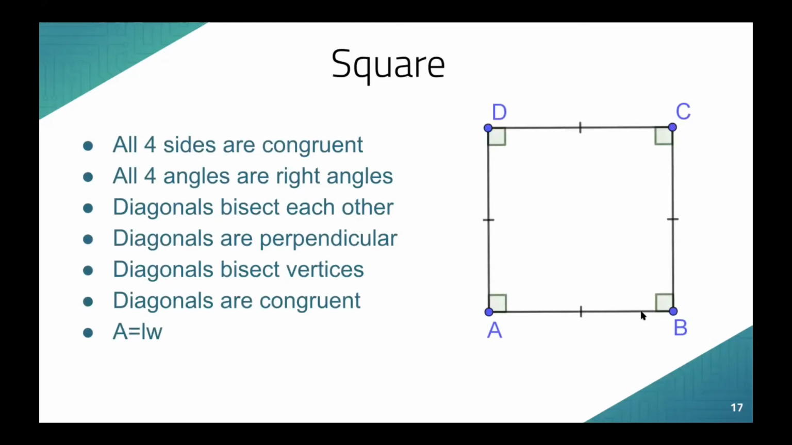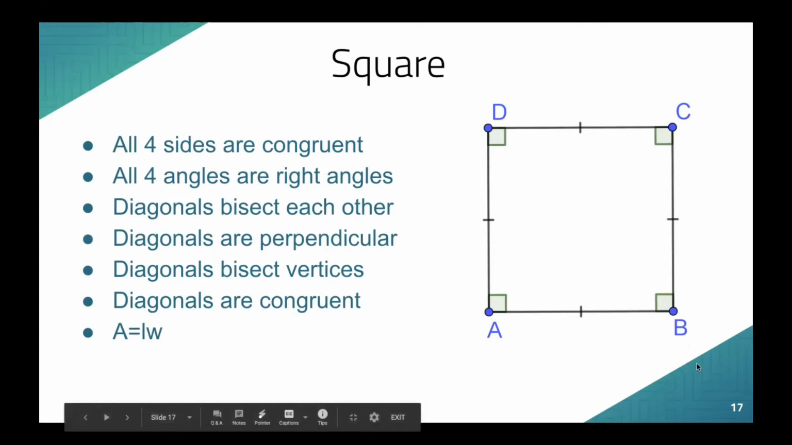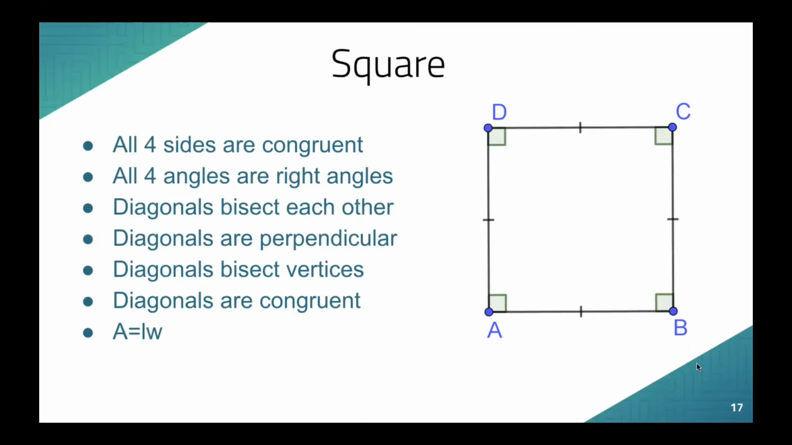And lastly, we have the square. In a square, all four sides are equal and congruent. Like a rectangle, all the angles are 90 degrees. The diagonals bisect each other. The diagonals are also perpendicular, like a rhombus. And the diagonals bisect the vertices, like at points A, B, C, D. And the diagonals are congruent. And lastly, the area is the length times the width.